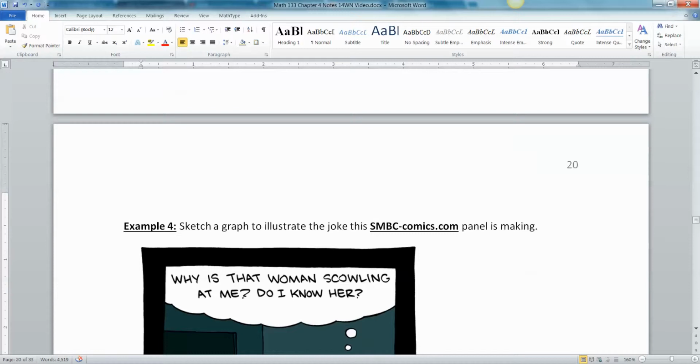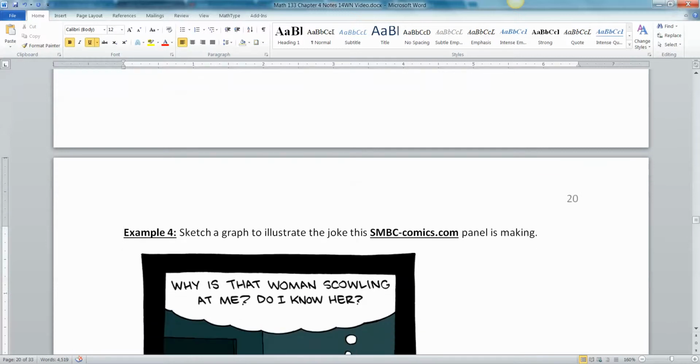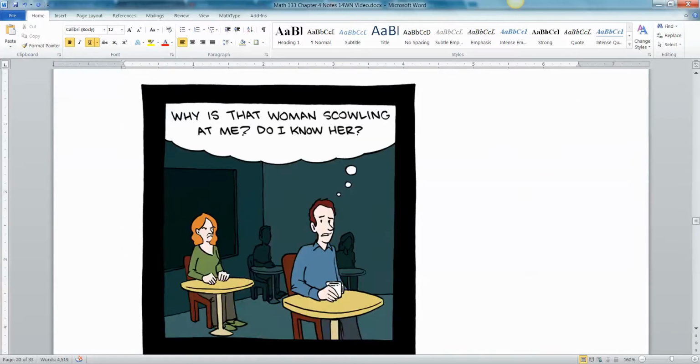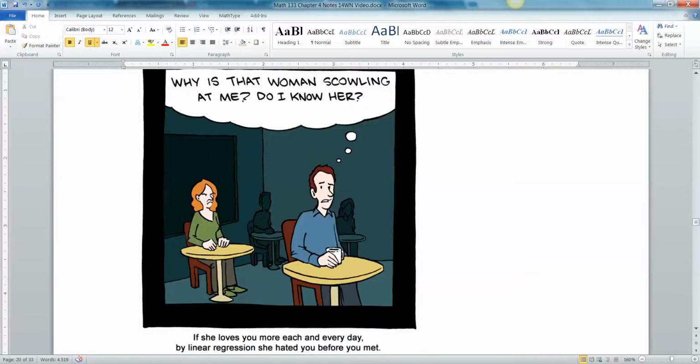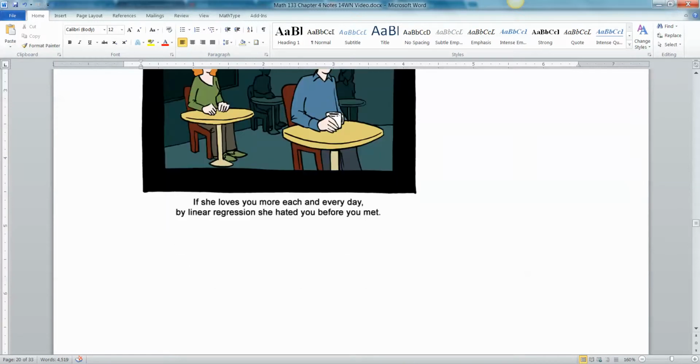All right, last but not least, I wanted to show you this kind of cute little graph here. Well, actually, I'm going to make a graph to go with it for this comic, which is, why is that woman scowling at me? Do I know her? She's really grimacing at him. And she says, if she loves you more and more each day by linear regression, she hated you before you met. Now, I made a little graph to kind of show what this means.